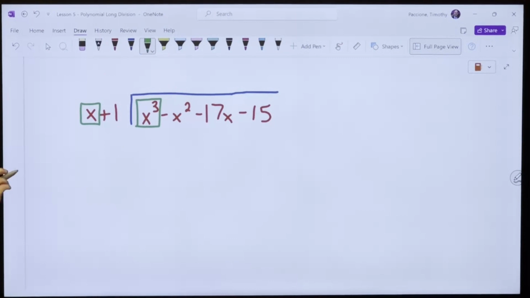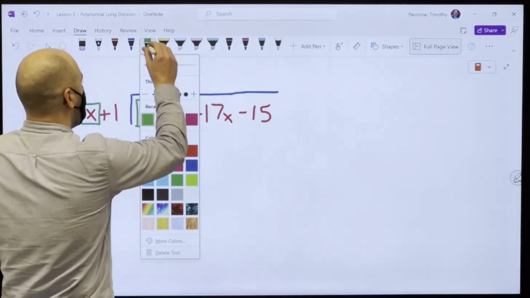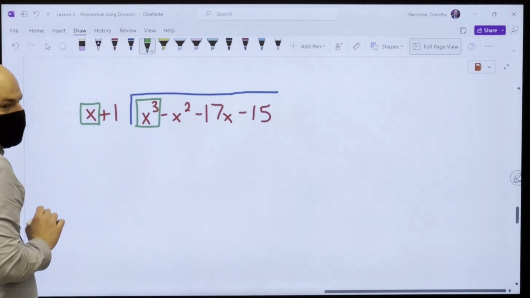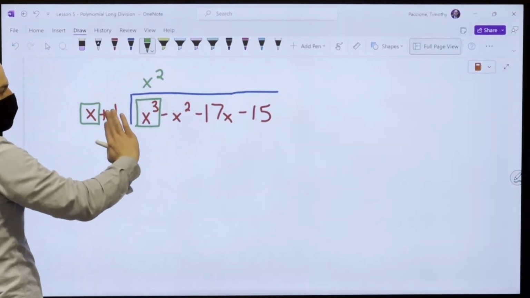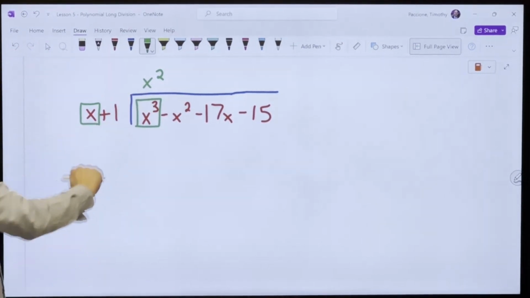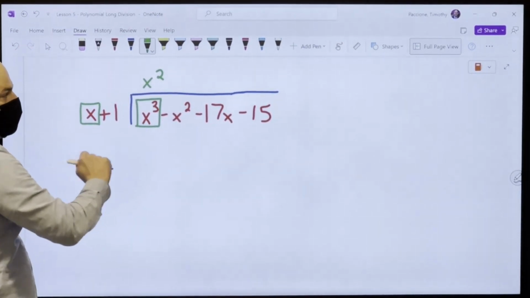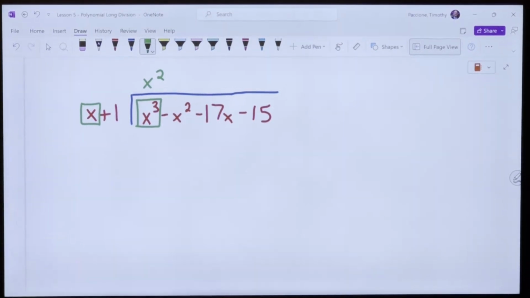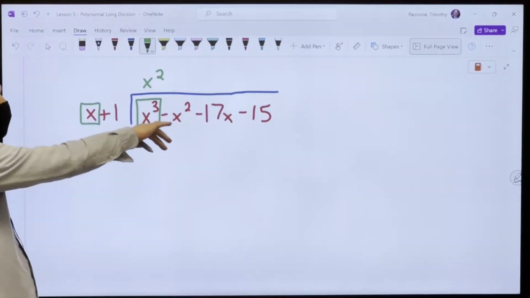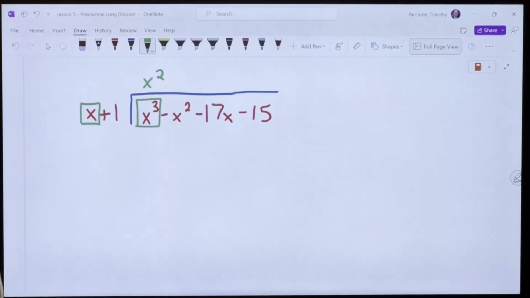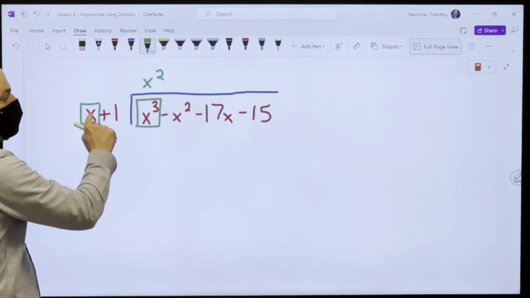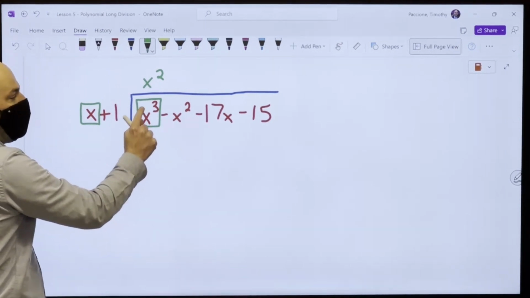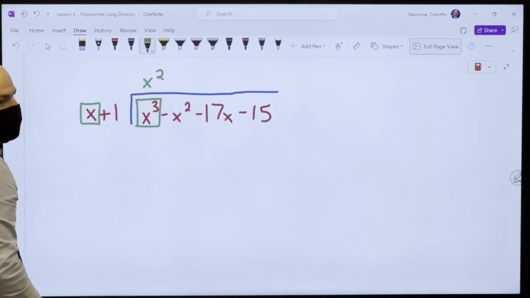So this is the question you're going to ask yourself instead. X times what is x to the third? X squared. So ask yourself, what times what is that? And the answer goes up there. Just like if I had 40, I would say 6 times 6 gives me 36. You would say, this thing times what gives me this? X times x squared gives me this, so x squared goes up there.